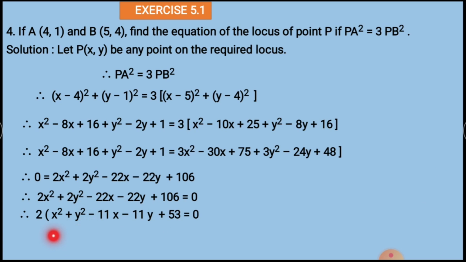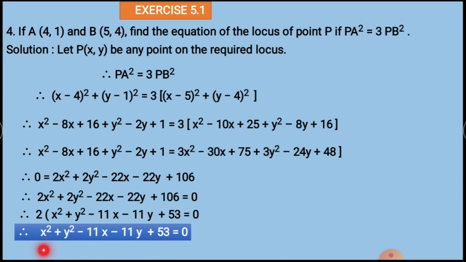So taking 2 common, we write 2 in bracket x square plus y square minus 11x minus 11y plus 53 equals to 0. So we know that 2 is not 0, that means bracket is 0. So the required equation is x square plus y square minus 11x minus 11y plus 53 equals to 0. This is the required equation of locus.